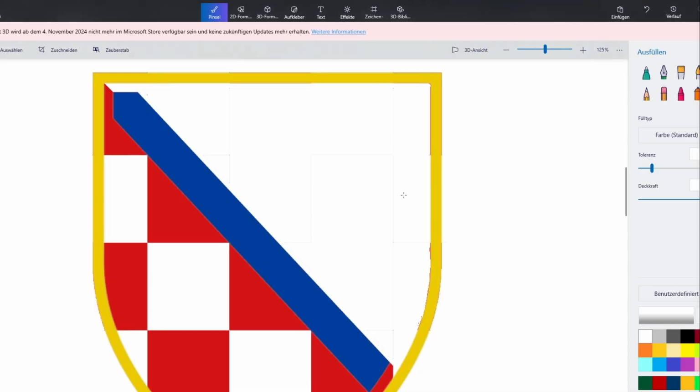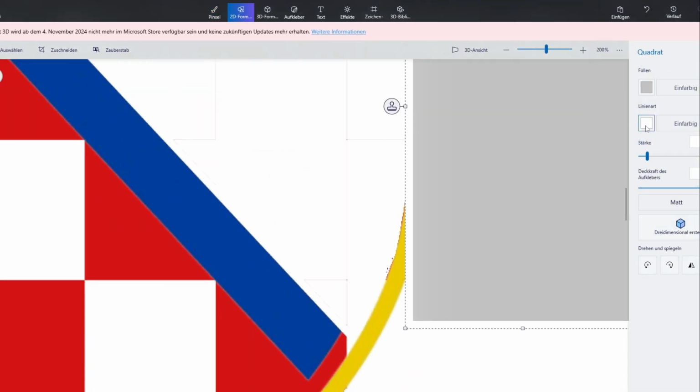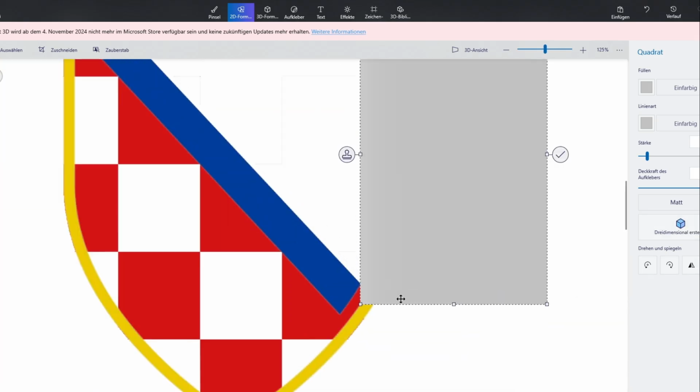So enjoy this quick montage of me working on the flag, and I'll see you with the finished and final redesign.